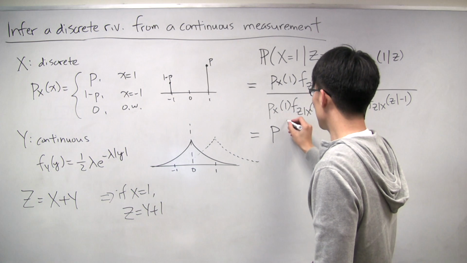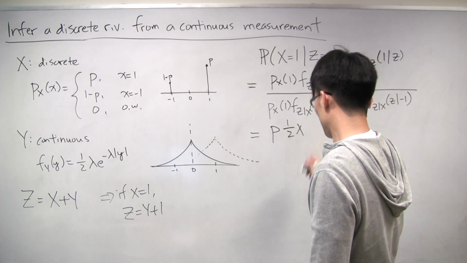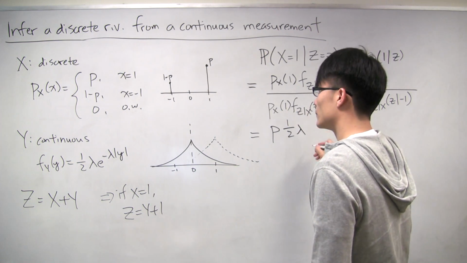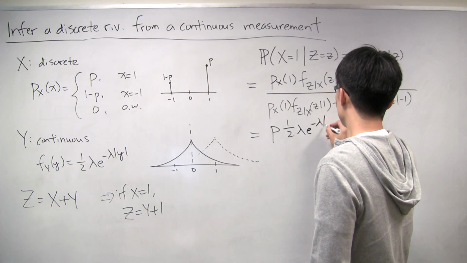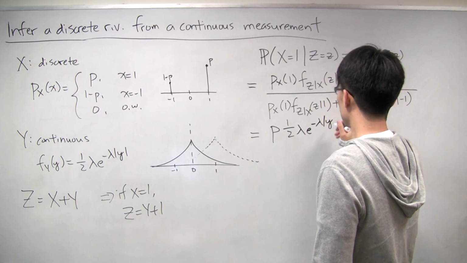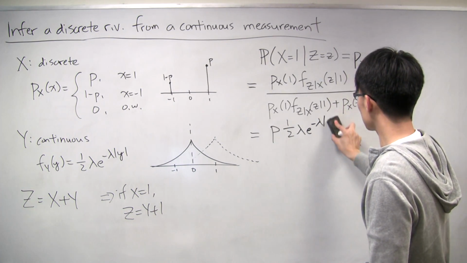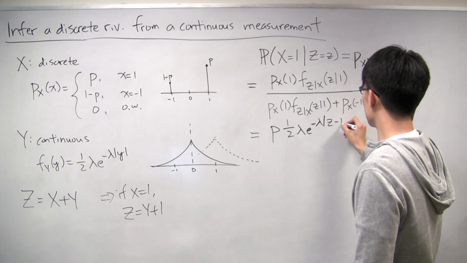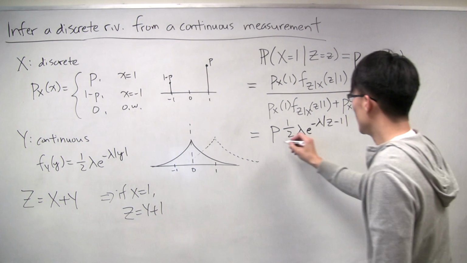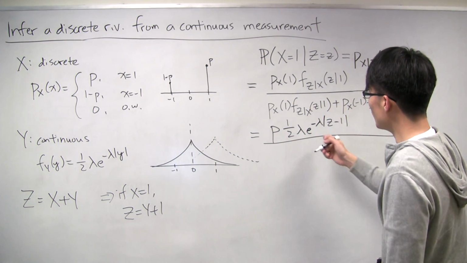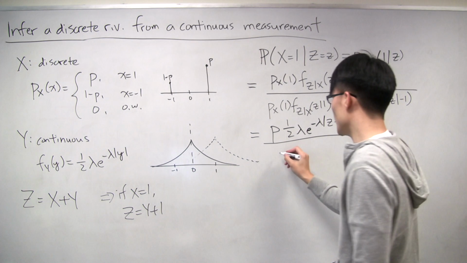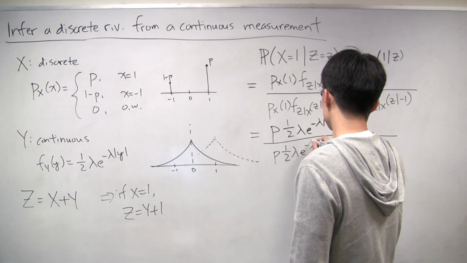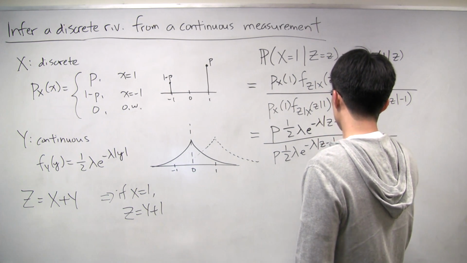All right, so what is that? That's just 1/2 lambda e to the minus lambda, sorry, not y, z minus 1. And the denominator, well, the first term is going to be exactly the same. It's just also p times 1/2 lambda e to the minus lambda absolute value of z minus 1. What about the second term?